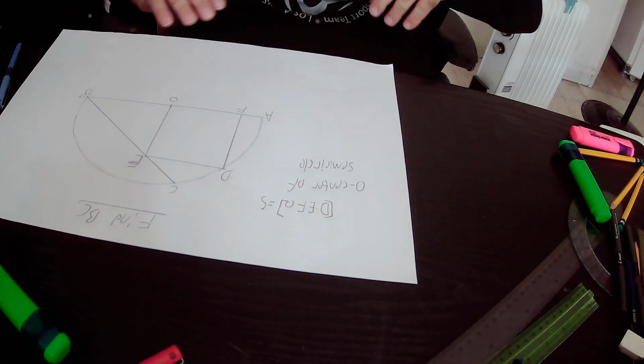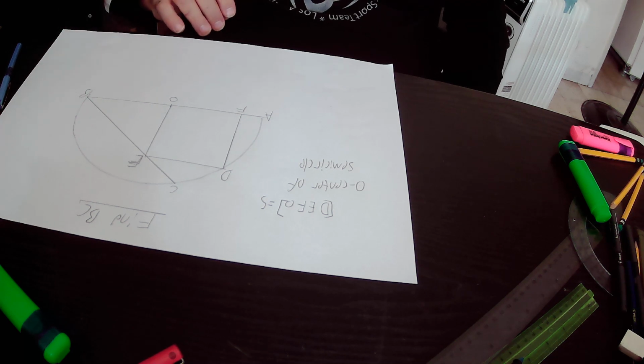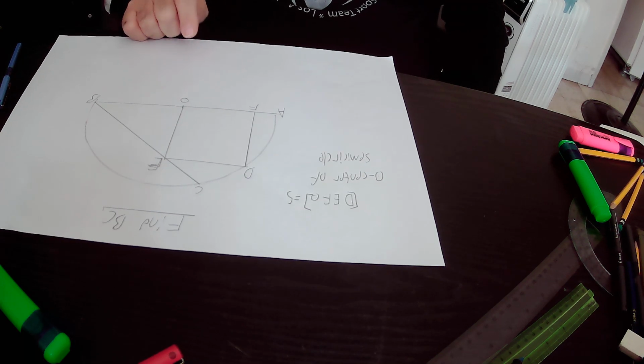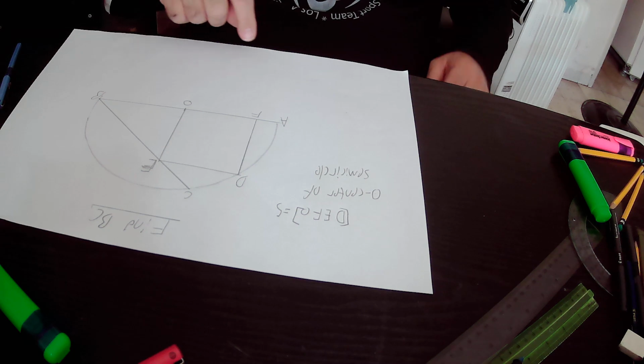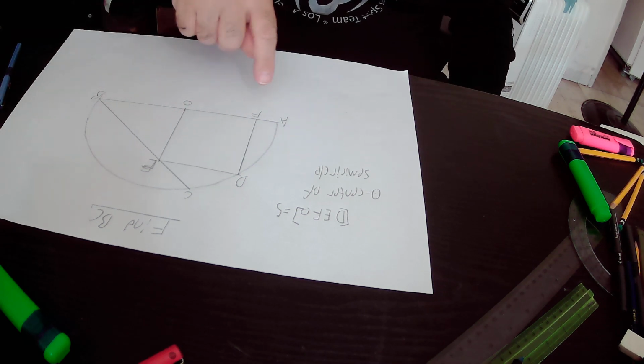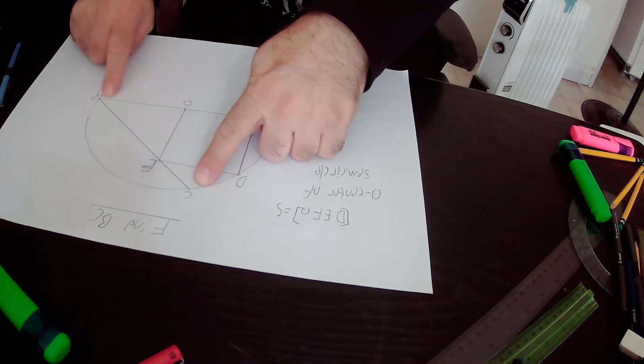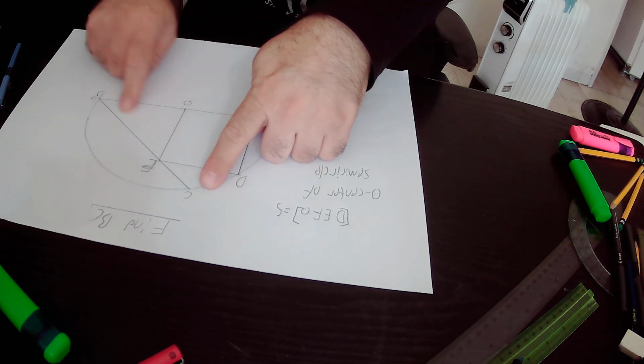In this lecture we'll find out the length of chord BC. In the drawing we have a semicircle. We know that the center of this semicircle is at this point O. Inside this semicircle we have square DEFO, and we know that the area of this square is equal to 5 square units, and our mission is to find out the length of this chord called CB or BC.